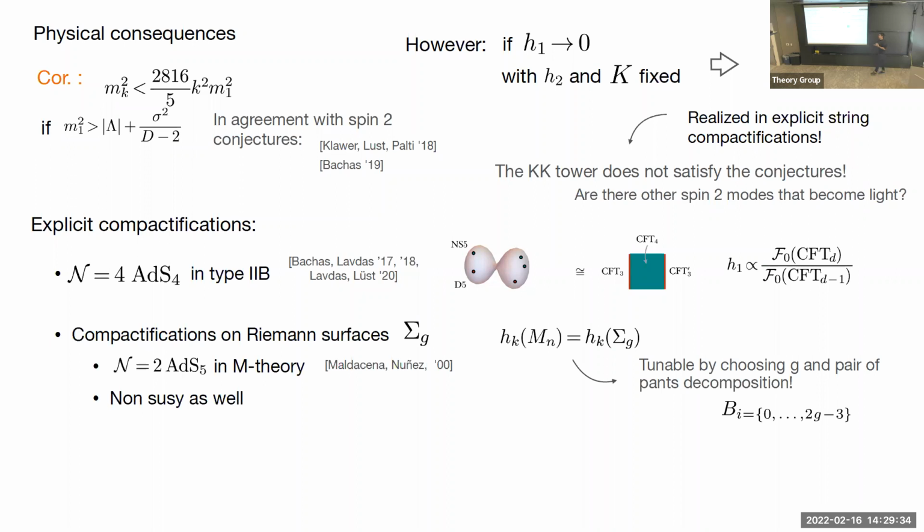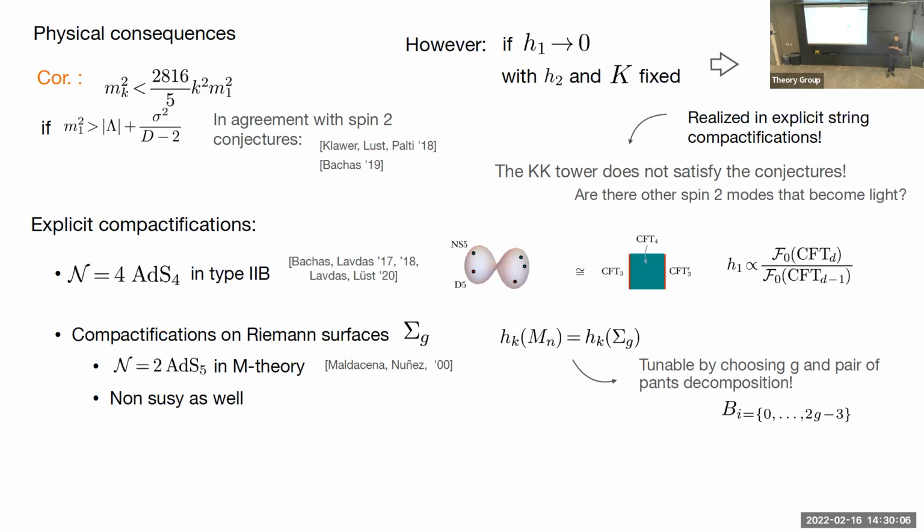And another class of compactifications is given by compactifications on Riemann surfaces, like N=1 AdS5 compactifications in M-theory, or similar, even non-supersymmetric compactifications. And here you can show that the light part of the spectrum is the light part of the standard Laplacian on the Riemann surface for this compactification, and then you can just compute the Cheeger constant.